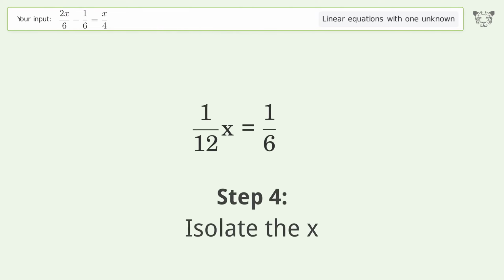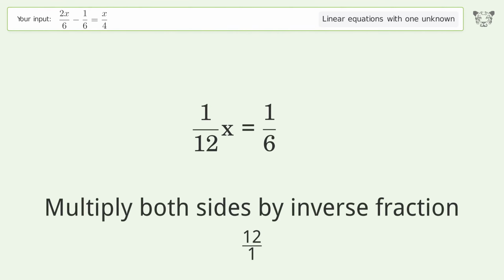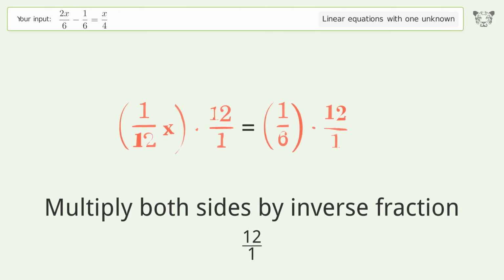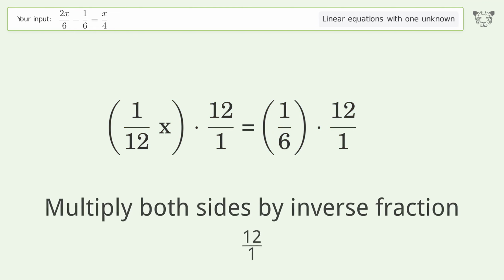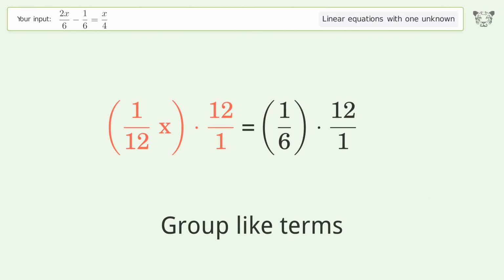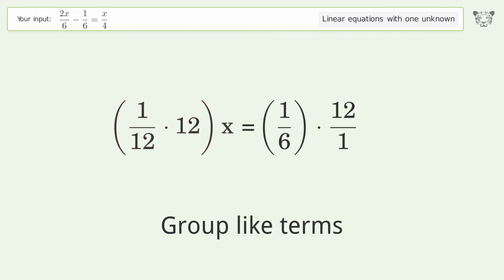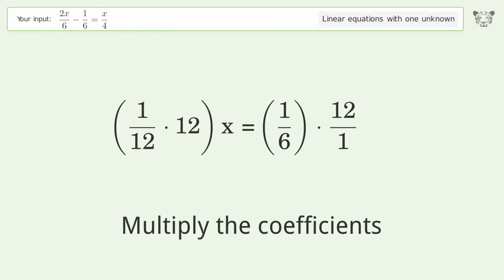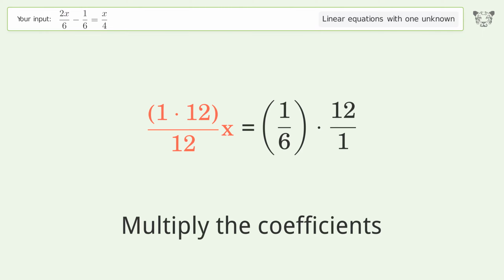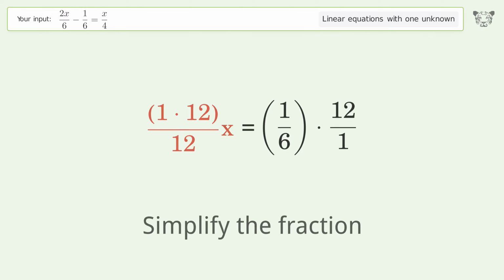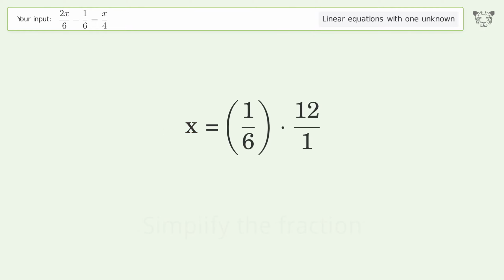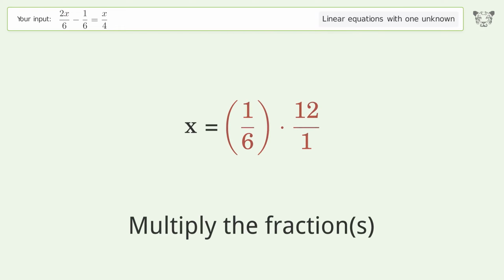Isolate the x. Multiply both sides by inverse fraction 12 over 1. Group like terms. Multiply the coefficients. Simplify the fraction. Multiply the fractions.